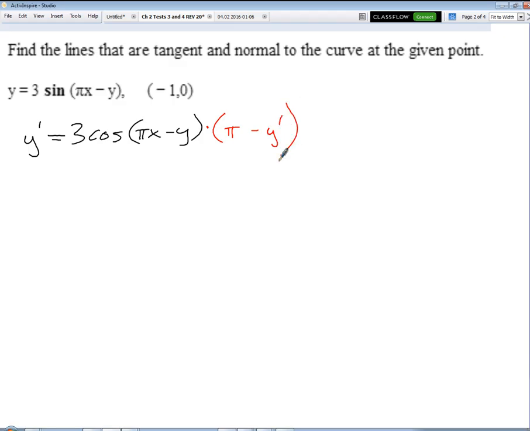Okay, good. So now what? We've got to isolate the y primes. Well, I've got 2 y prime terms there, right? So what do I probably need to do?